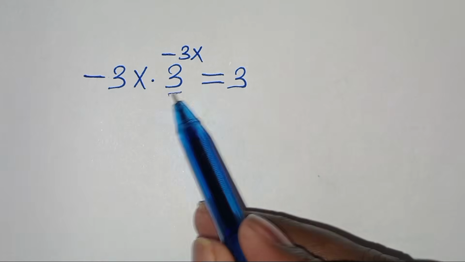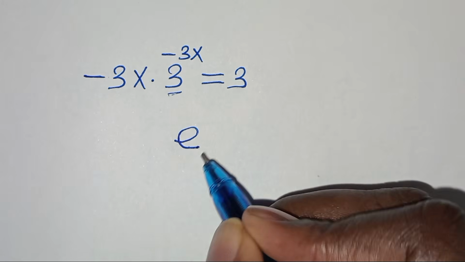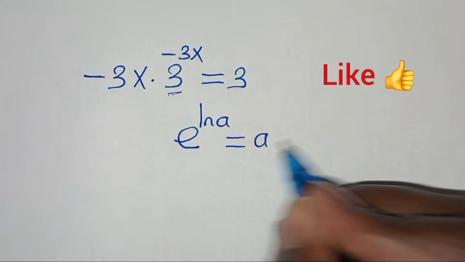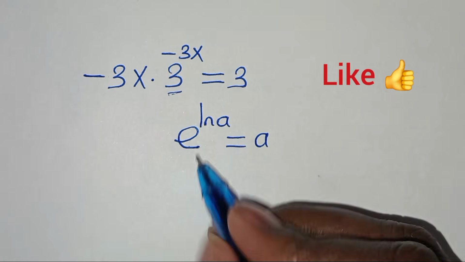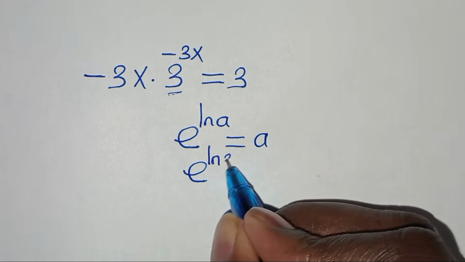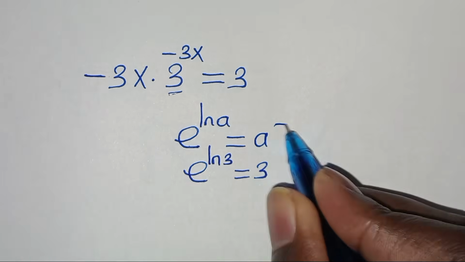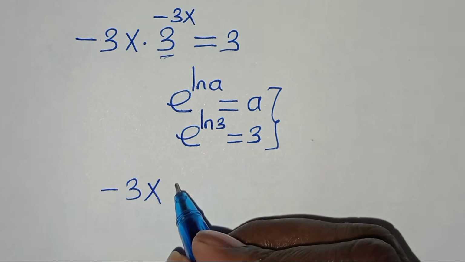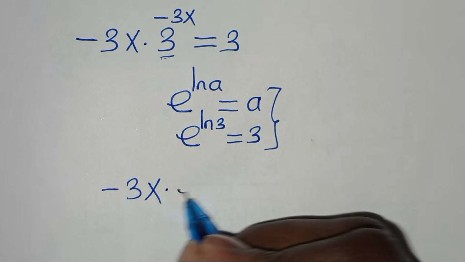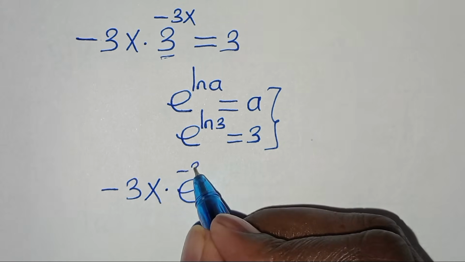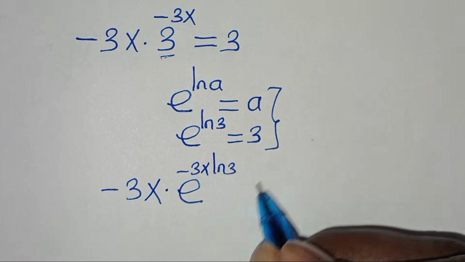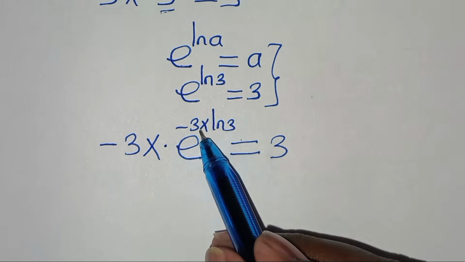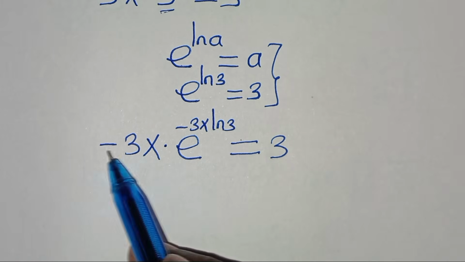Now the next step is that we can introduce the exponent property that e to the power of ln of a is equal to a. This means that we can express 3 as e to the power of ln of 3, which is the same thing as 3. This implies we have minus 3x multiplied by e to the power of minus 3x ln of 3, equal to 3. So here we have minus 3 ln of 3, but the coefficient here is minus 3x.